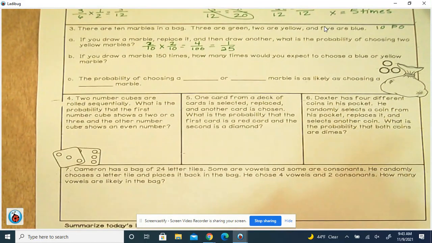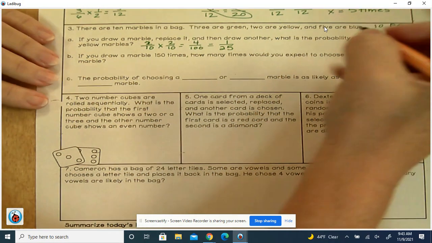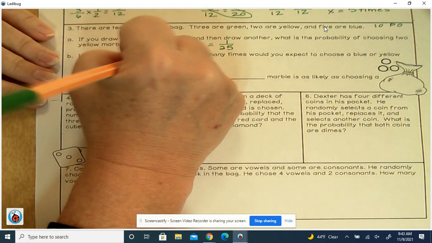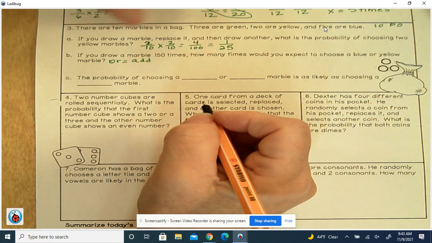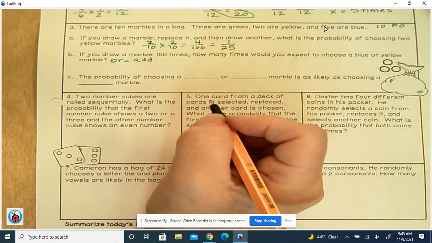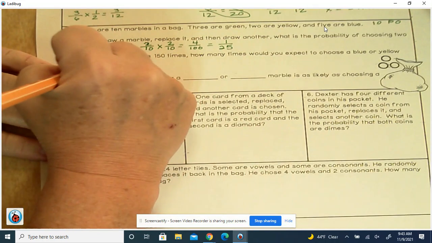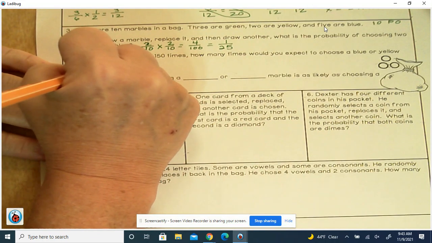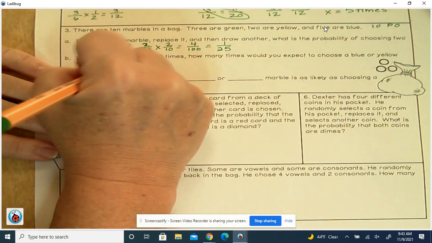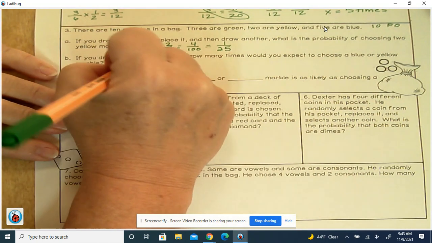If you draw a marble 150 times, how many times would you expect to choose a blue or a yellow marble? "Or" means add. So how many blue marbles do we have? 5. So we have 5/10 plus yellow, which is 2/10, which gives us 7/10.